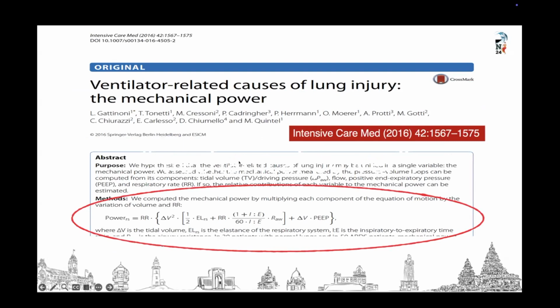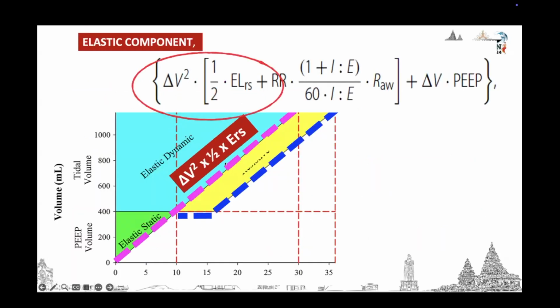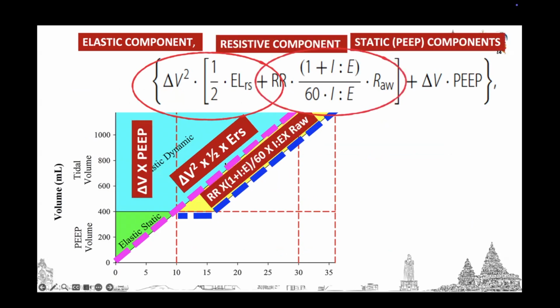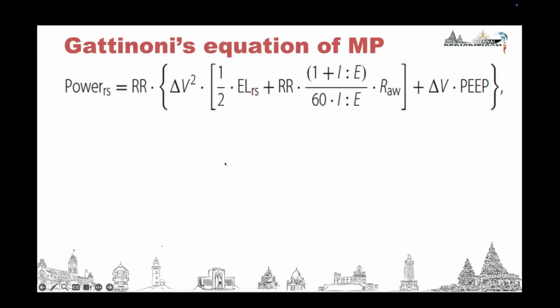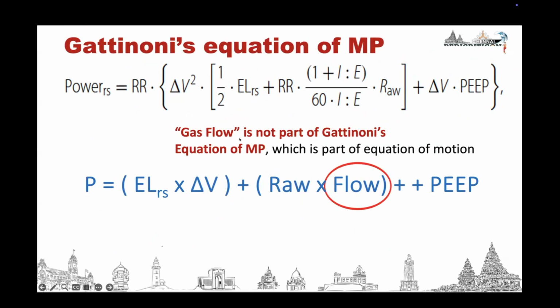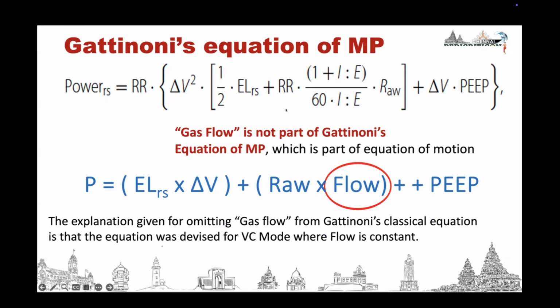In 2016, Luciano Gattinoni presented this equation for volume control mode. This is the classical equation of mechanical power with its elastic component, resistive component, and static component. And all these components were multiplied by respiratory rate to get mechanical power in joules per minute. This equation, as we can observe, does not have gas flow, and we know gas flow is an important part of the equation of motion. The reason they did not add gas flow in the equation of mechanical power was because this equation was originally designed for volume control mode, where gas flow is constant.